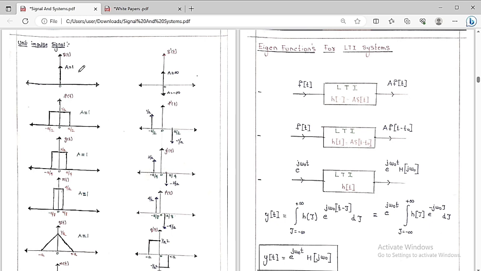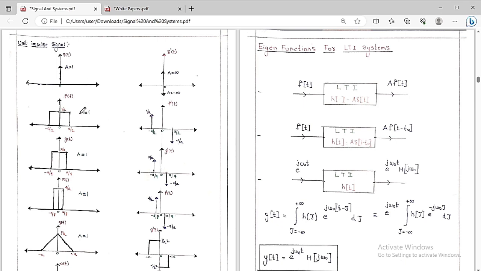If you want to represent it mathematically, as I have already told you, delta of t is equal to 0 for t not equal to 0, and its magnitude is equal to infinity at t is equal to 0. We always represent the impulse in terms of its area. So the area of the impulse function is equal to 1. Here I am going to represent delta of t with further analysis.